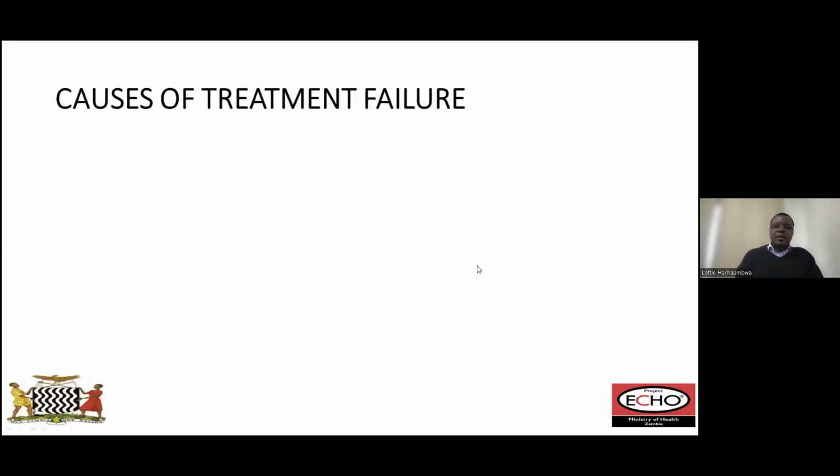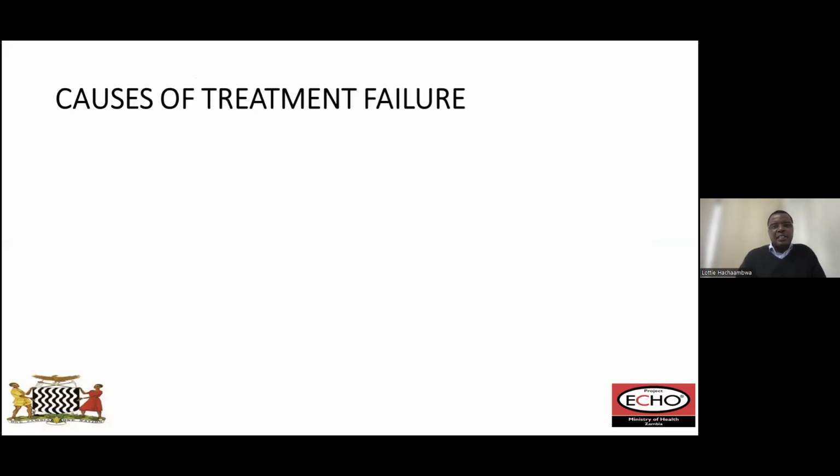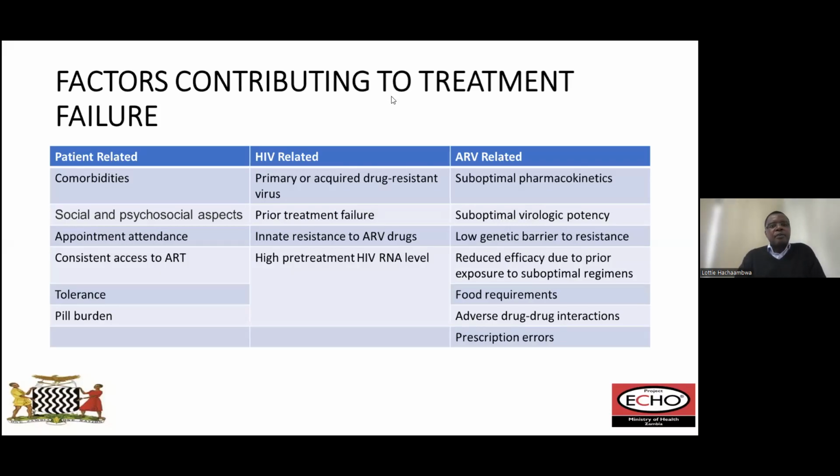Okay. So what causes treatment failure? Again, we're all very familiar with this. They're just categorized. Go on to a table. So there could be causes divided into several groups. You could have patient-related causes, HIV-related, that's the virus itself, and also ARV-related. So when someone takes medicine and it's not working, or they say they're taking medicine, there are several reasons why it may not be working, why the viral load may be high.